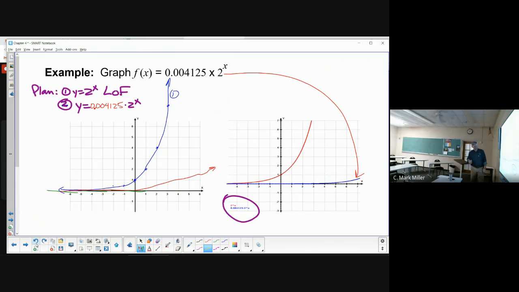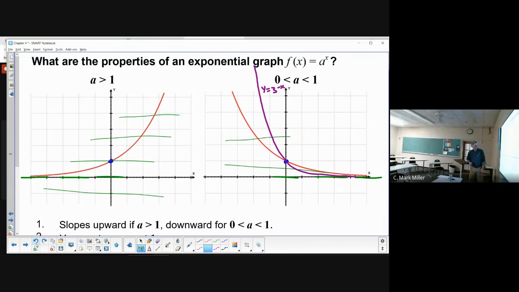We graphed the function of those stacks of paper there. What are the properties of an exponential graph? Again, on the right, you have a between 0 and 1. On the left, you have a greater than 1. Those are the only two intervals in which the base can take its values. And if it's bigger than 1, it goes up. Between 0 and 1, it goes down. It has a y-intercept of 1 in each case. All right? 1 in each case.